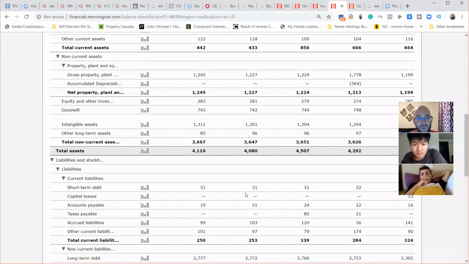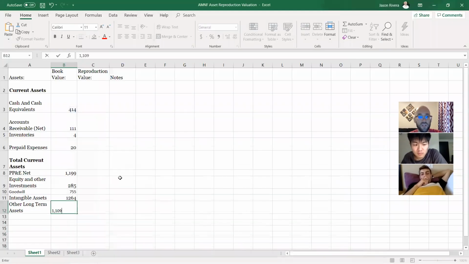Okay, so I'm going to add this up first. Total assets, 5186.